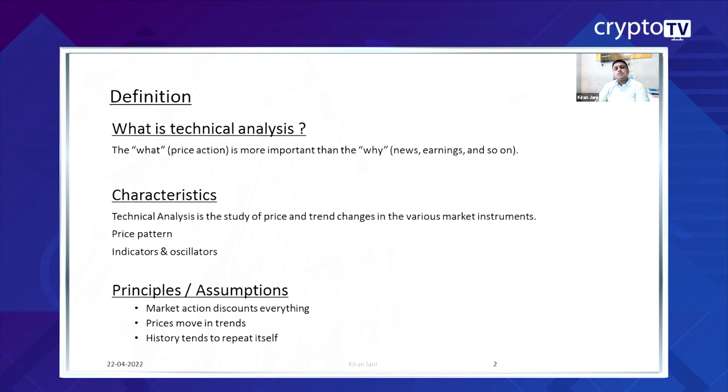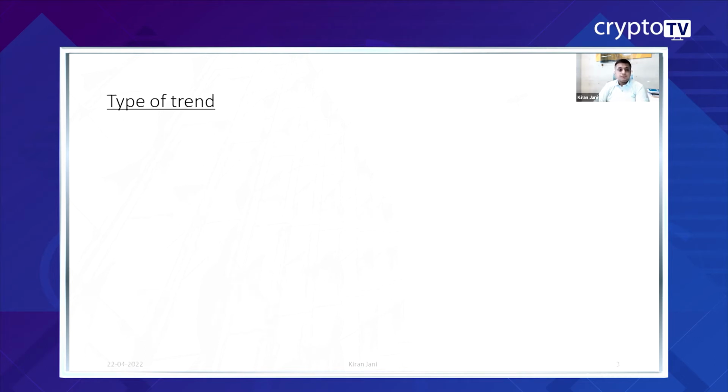Then last but most important, history repeats itself. Markets know everything, and that's why history always repeats itself. What has happened earlier because of some news, the market will react the same way again. So these are the main three assumptions we have to focus on, understand, and believe also. Now, even if we don't know technical analysis, we all know about the three trends.